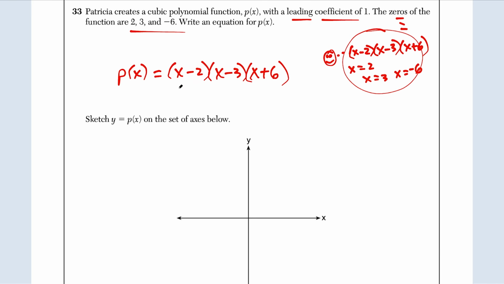Now I know I don't have to add any extra stuff to it because they told us that we have a leading coefficient of 1. So I don't have to actually multiply this by anything else, because when I distribute here, I'm going to have x times x times x is x to the third. So that would be my leading term. And notice my leading coefficient here is 1. So the form I have it in right now is fine. And this would get us credit for the first part.